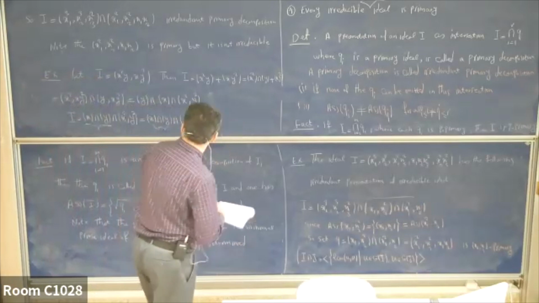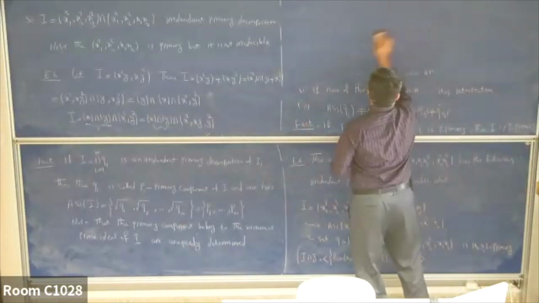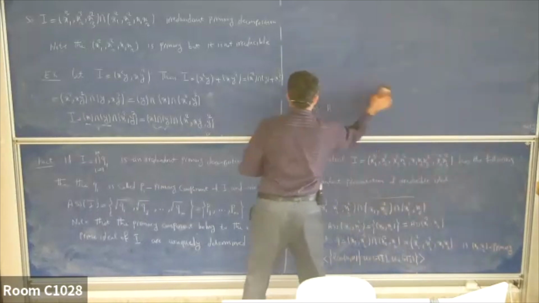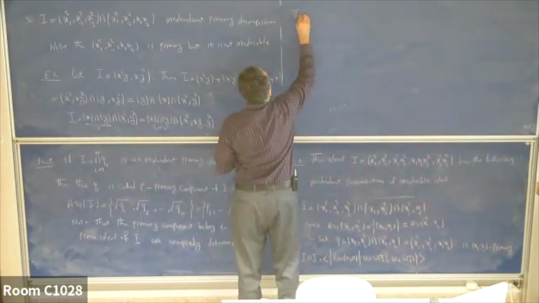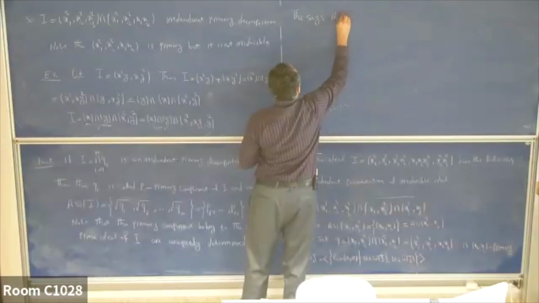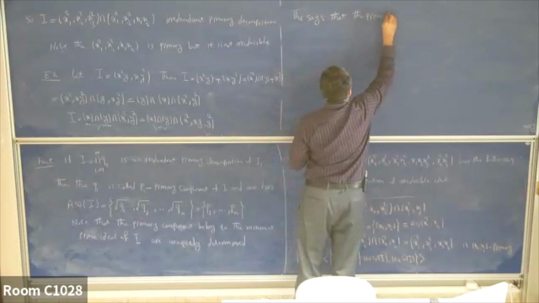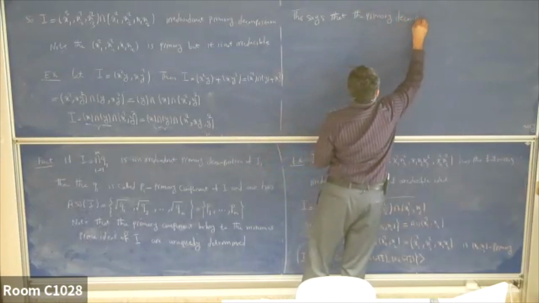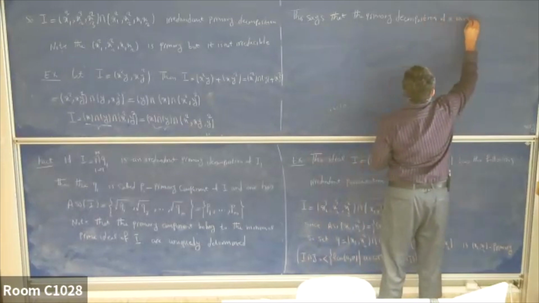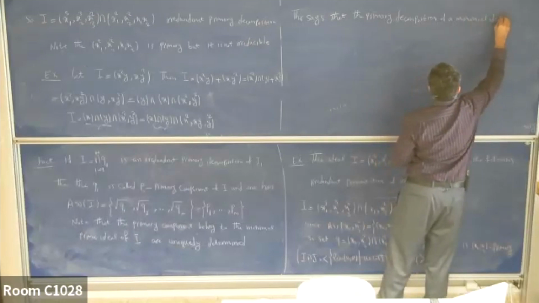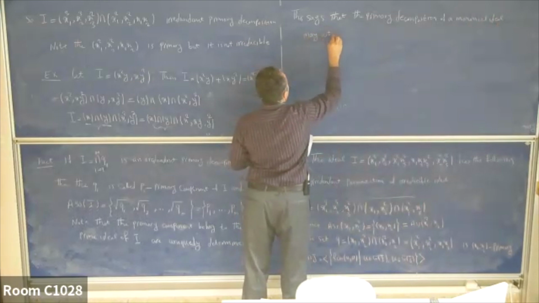And so another example. It says that the primary decomposition of a monomial ideal may not be unique.